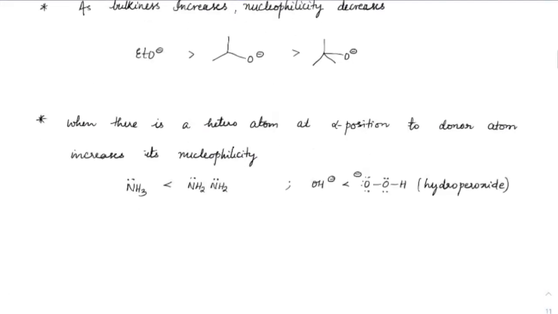This is a new point. I forgot to write that yesterday. Check out this one: where there is a heteroatom at alpha position to the donor atom. By the end of the class, please make sure you note this point. Where there is a heteroatom at alpha position to the donor atom, it increases its nucleophilicity.